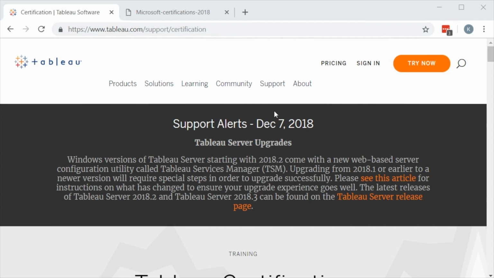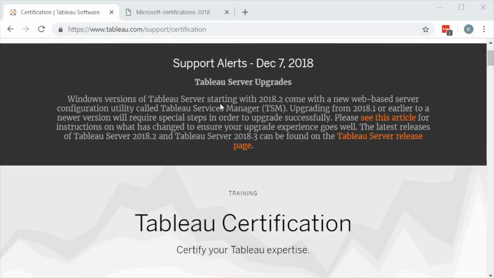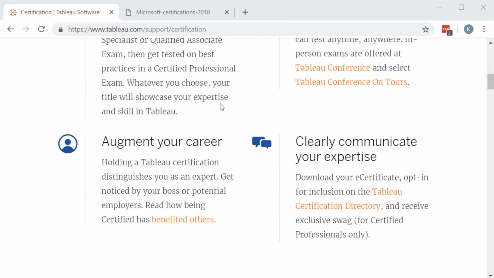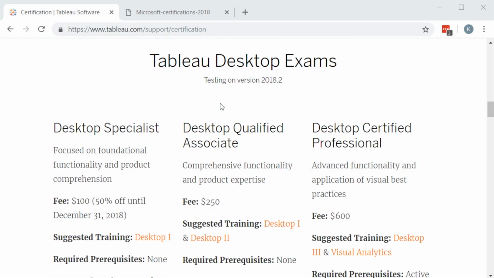Tableau was one of the very first tools to storm the market, showing people how easy it could be to connect the data, analyze it, and visualize it, and really make it look beautiful. Tableau offers a few levels of certifications for the different products. So one of their products is Tableau Desktop. And as you can see right here on the screen, they have three levels of certification.